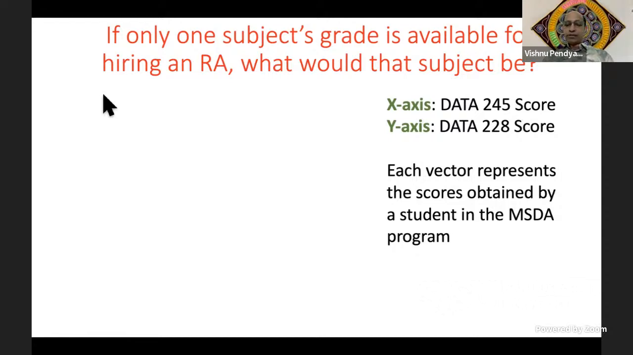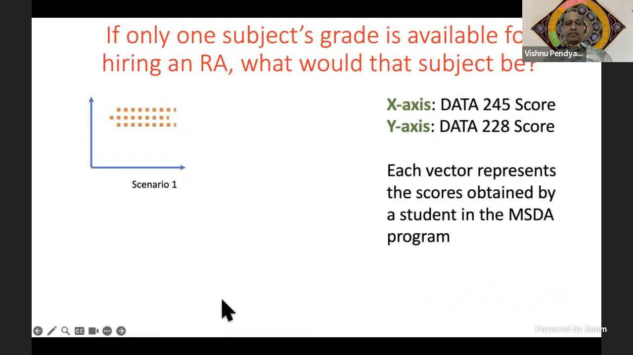But suppose I know this distribution from the last slide, how the data of the class distribution is. I know that, for instance, in scenario 1, students scored pretty much the same in 228, but vary a lot in 245. So I know those kinds of trends. So if I know only one subject's grade, what would that subject be in scenario 1? Which subject would I prefer to know the score about?